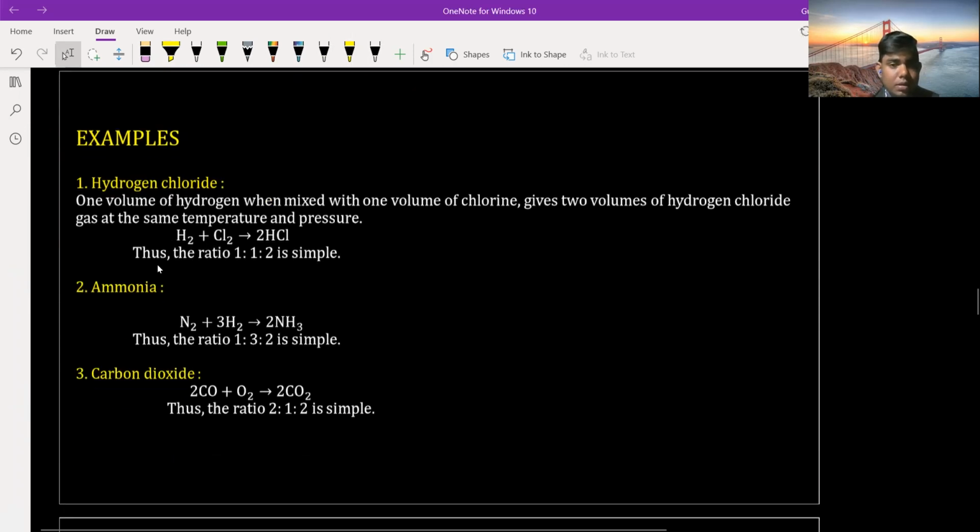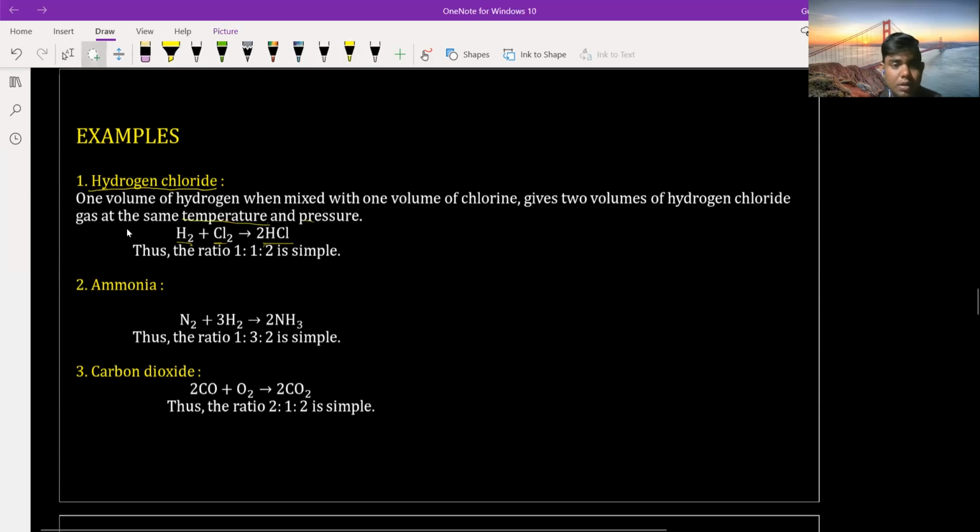For example, first example is hydrogen chloride, HCl. On the formation of hydrogen chloride, H2 plus Cl2 gives 2HCl. So here 1 volume of hydrogen when mixed with 1 volume of chlorine gives 2 volumes of hydrogen chloride gas at the same temperature and pressure. Same temperature and pressure. Okay, this is very important. Temperature and pressure will not vary.